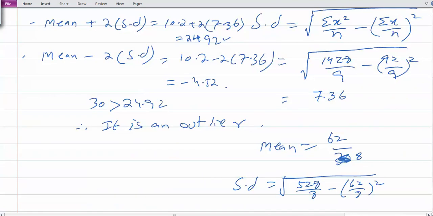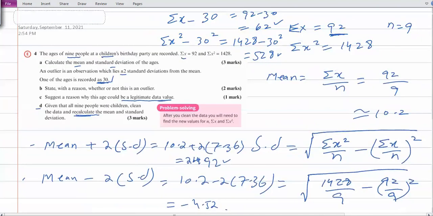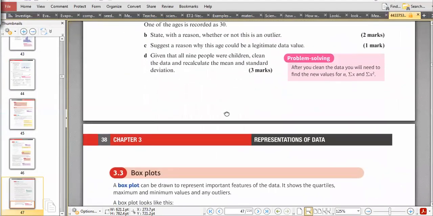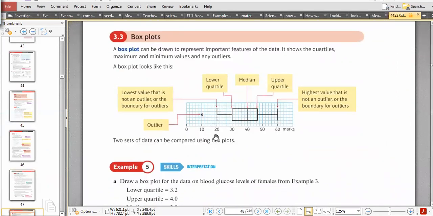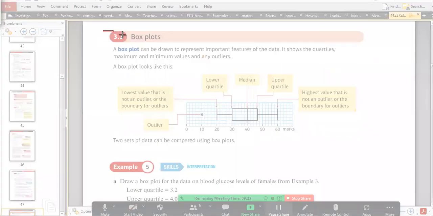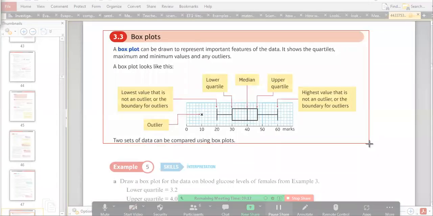When I draw this one, you will get more clear about how we readjust an outlier in the data. In the box plots you will be more clear about that one. When we draw the box plots in the new latest IGCSE syllabus, I think Zainab, you took this one, yes?